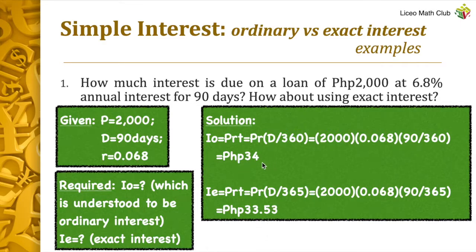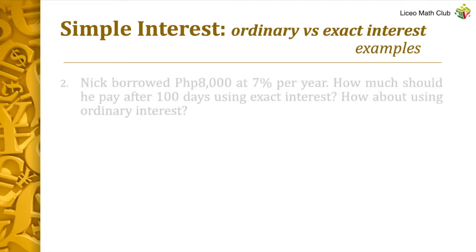So what is your ordinary interest? It's going to be 34 pesos. If it's exact interest, it's going to be 33.53 pesos. Okay, so that's for number one. We're going to number two now.